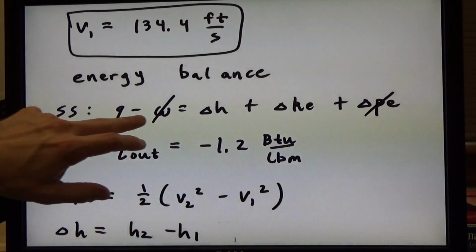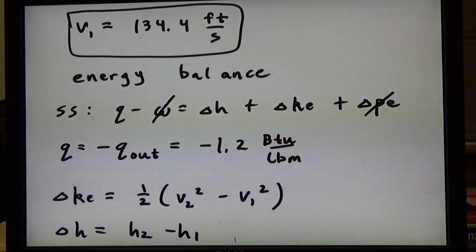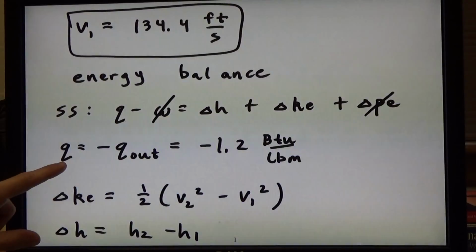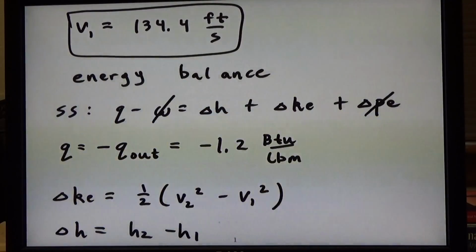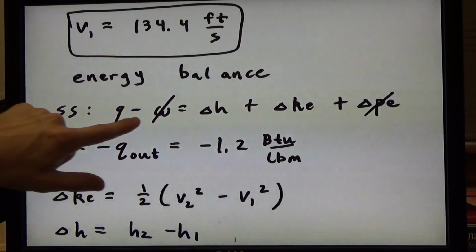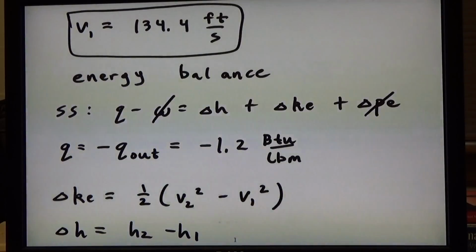So before we can actually figure out H2, we would need another property at the outlet, which we don't have. So in this case, let's look back at this equation. Q is known, delta KE is known, and delta H, we know H1, so H2 is the only unknown in this equation. So we can actually use the energy balance to solve for H2. That's what we're going to have to do. So let's just solve for H2 from the energy balance.